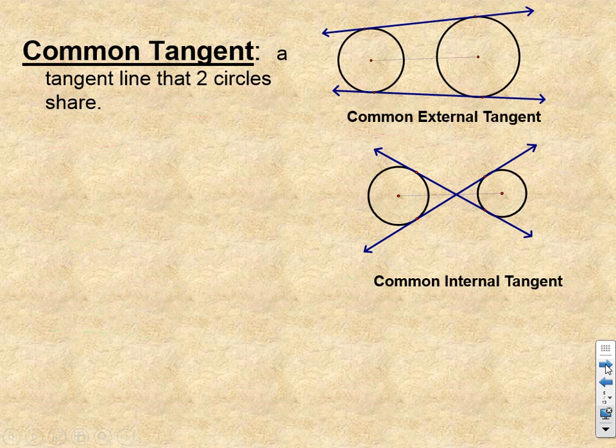All right, so a couple more pictures with tangents. Okay, a common tangent, when something is in common, it shares something, right? So a common tangent is going to be a tangent line that two circles are going to share. So the tangent is still only going to hit each circle once, but it's going to hit two different circles. So up here in blue, you see that as I drew that line, I'm only hitting each circle once.